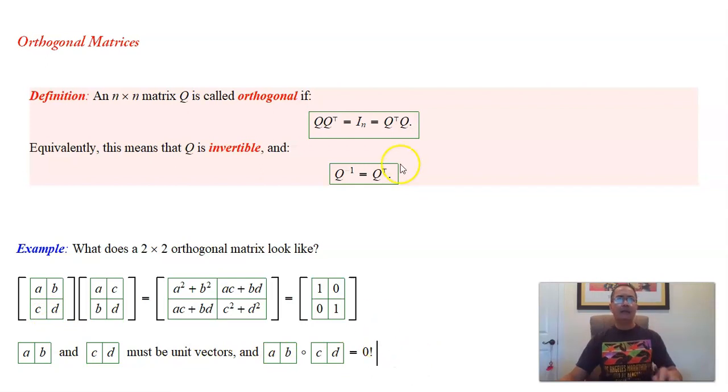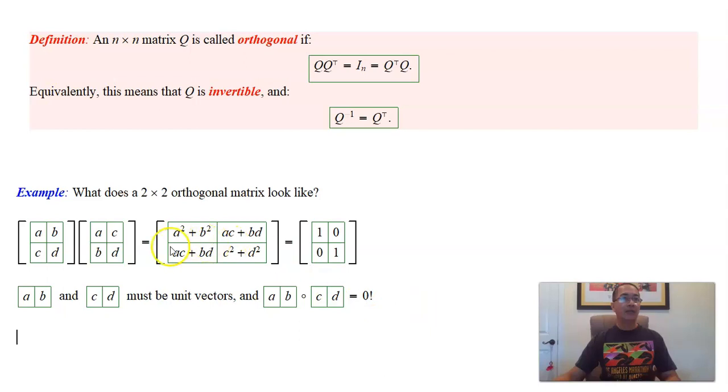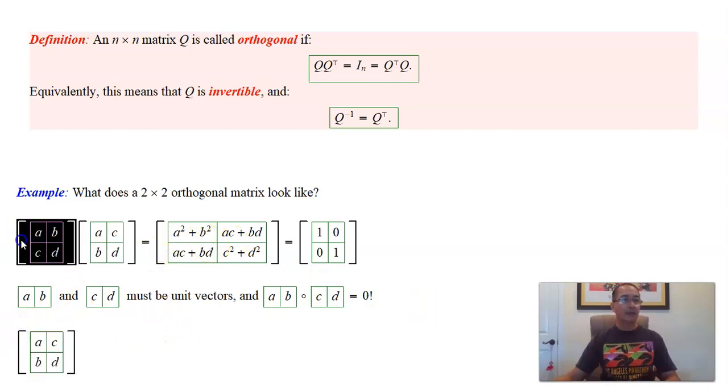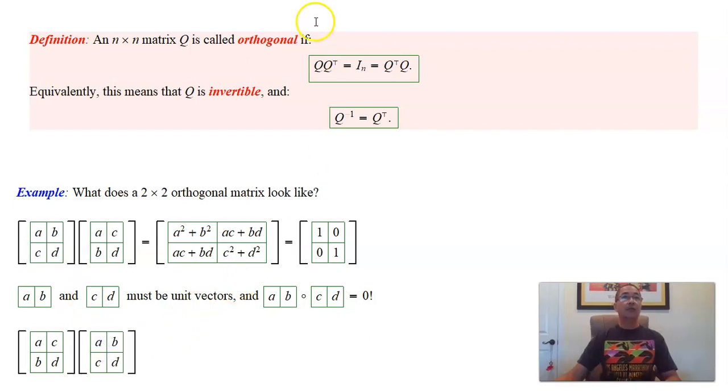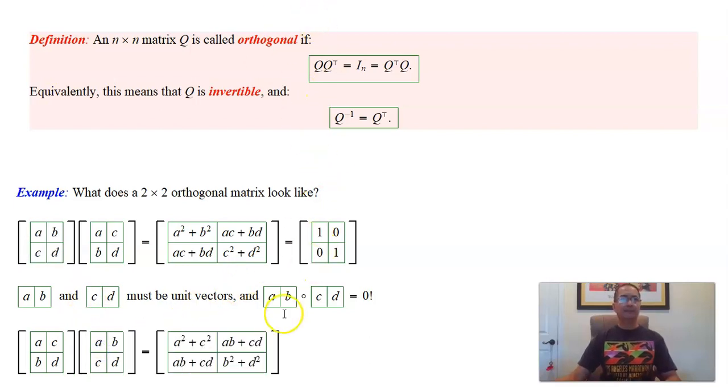You know what? Let's also look at the other product. How about Q transpose Q? So this time we put Q transpose on the left, Q on the right. Oh, wow. So we get something different. We get A squared plus C squared. Yeah, so that also has to be the identity.